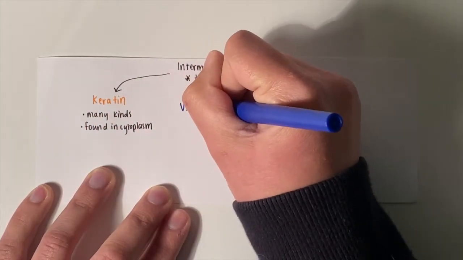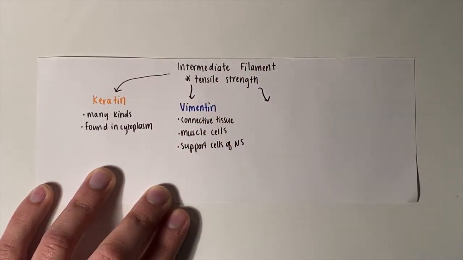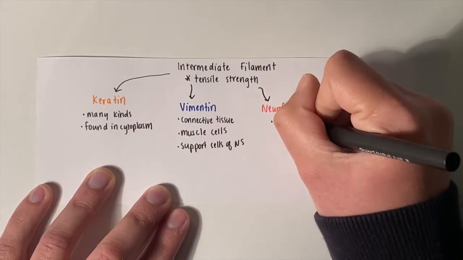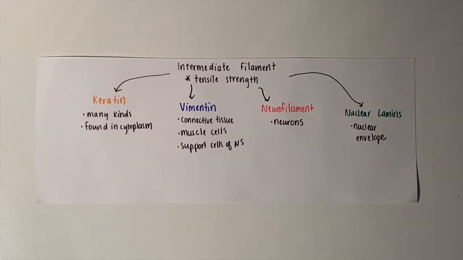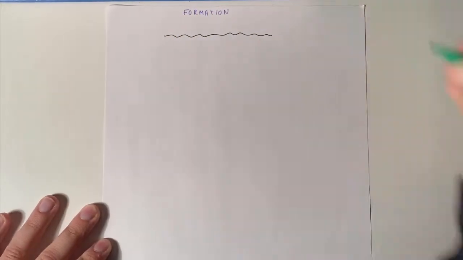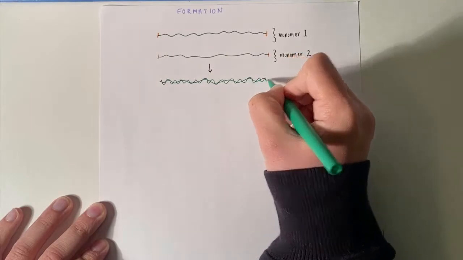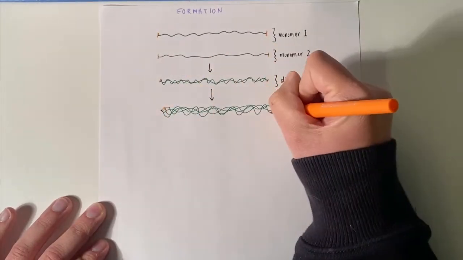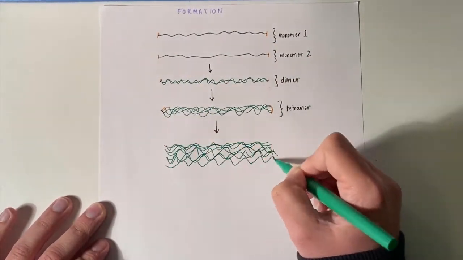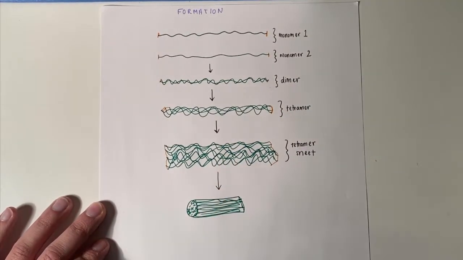The vimentins are found in connective tissue cells, muscle cells, and support cells of the nervous system. Neural filaments are found in neurons, and nuclear lamins are found in the nuclear envelope. The structure of the first 3 classes of intermediate filaments is rope-like. It starts with pairs of IF subunit proteins, or monomers, that wrap around each other to form dimers. 2 dimers then come together to form a staggered tetramer. The tetramers then bind to form a tetramer sheet. The sheet then rolls and forms a bundle of twisted fibrous strands.